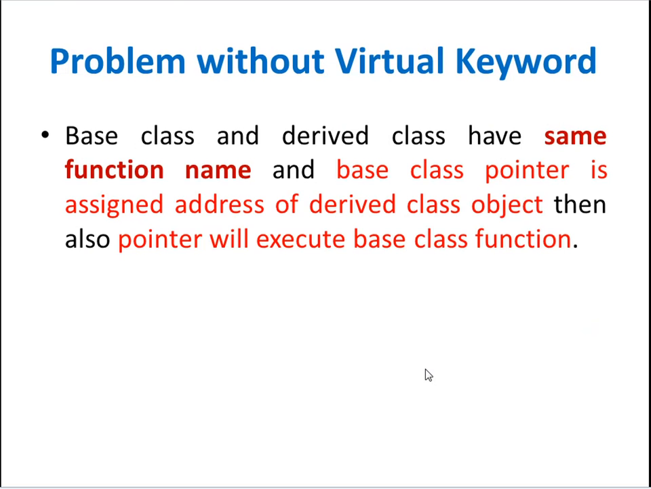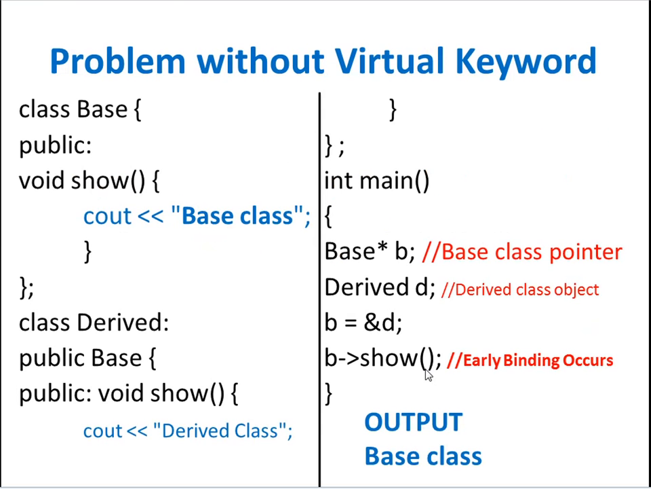We are going to see this through code. Here we have taken a base class, and it has the function show. The definition or prototype of the base class function is show. Then we have a derived class, derived from the public base class, with public void show. The void show in both classes is the same, or you can say it is the overridden definition: show with no parameter, show with no parameter.